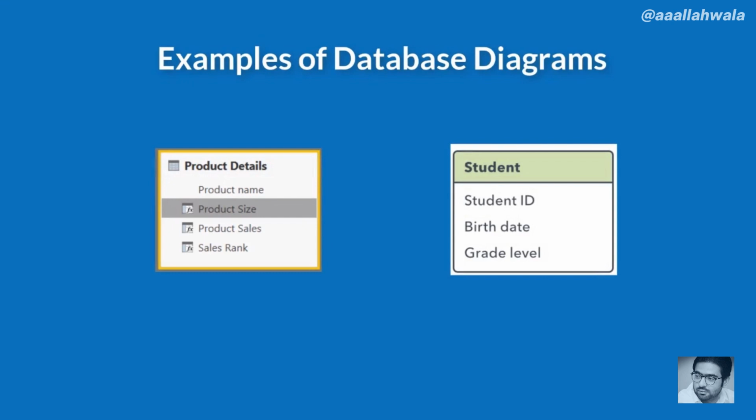As we saw in the previous lesson, a particular field may be found in more than one table. This is illustrated on a diagram through the use of relationships. Relationships are illustrated by drawing a line between the two relevant tables.